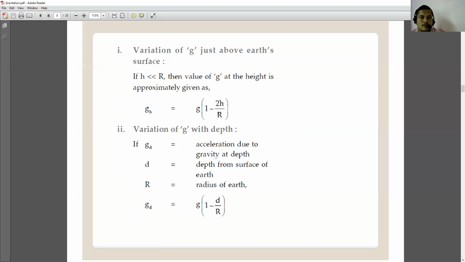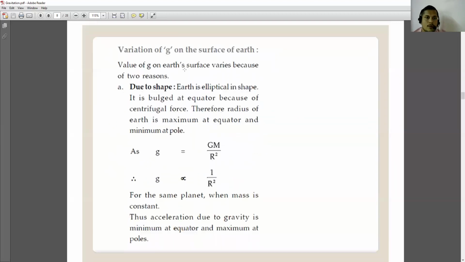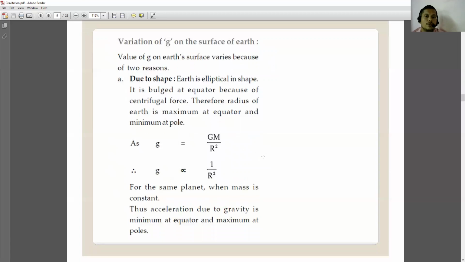So two cases we are considering in this slide, related to height and related to depth. We are defining the equations. Then, variation of g on the surface of Earth.